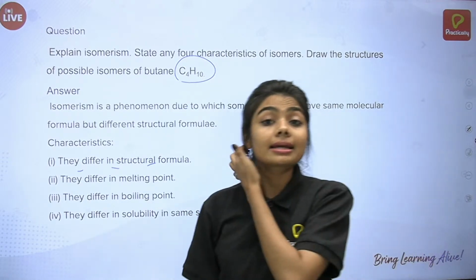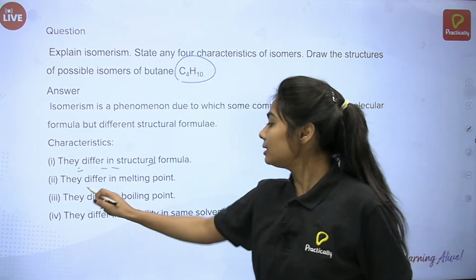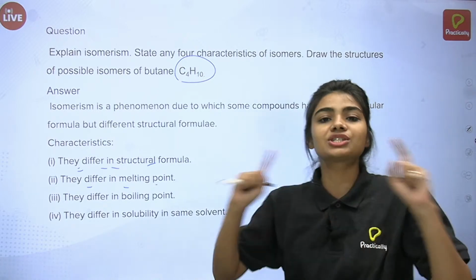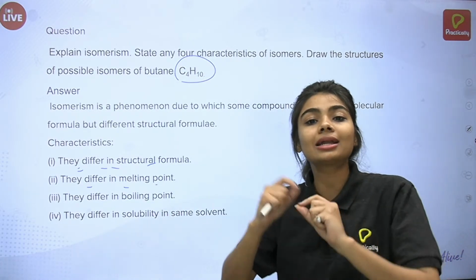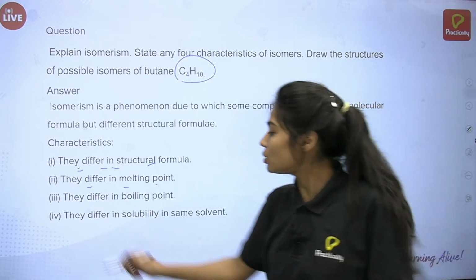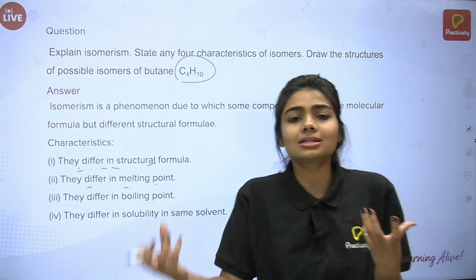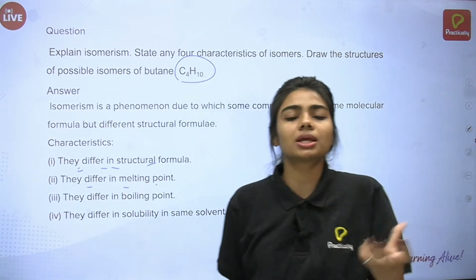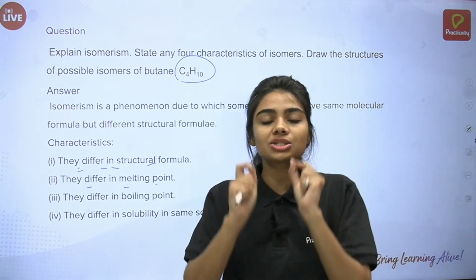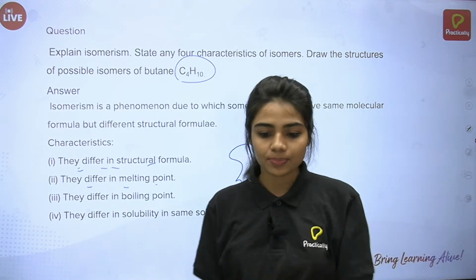So what are the characteristics? They differ in structural formula. Second, they differ in melting point. You have seen the structures are different. If structures are different, then their melting points are different because bonds are different. They differ in boiling point also. They differ in solubility in the same solvent. That means something is soluble in water and something is not soluble in water. Both of these things depend on the structure. So isomers have these kinds of characteristics. Remember this, okay.